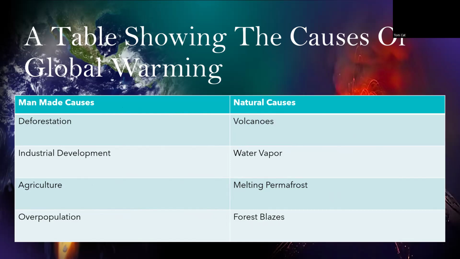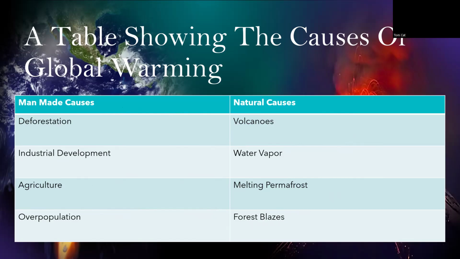Now, here we're showing the causes of global warming. First, you have the man-made causes, or what we know as anthropogenic causes. The first we have is deforestation. Deforestation is the clearing of forests, cutting down of trees, and this is mainly done by humans. And we know that the forest is a large carbon sink for the earth. So if we cut down these trees, the carbon dioxide that is stored within these trees can escape into the atmosphere.